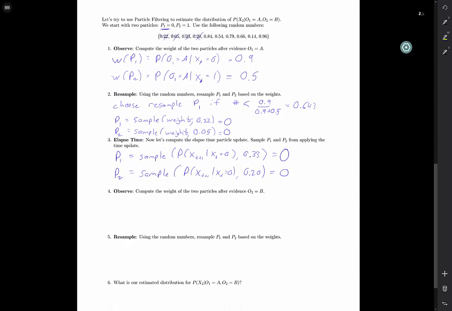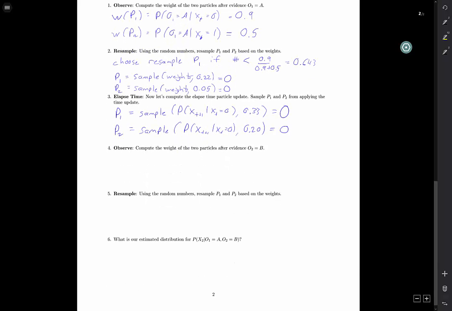Now we compute the weight of the two particles after evidence O2 equals B. So the weight of particle 1 equals the probability that the observation is B, given that particle 1 has value 0. And if we look in our table, we find that this is 0.1. And the weight of particle 2 is going to be the same exact thing: O2 equals B given xt equals 0. So that will also be 0.1.